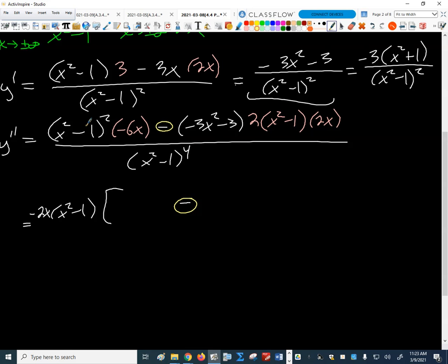What am I left with from the first term? If I take out an x squared minus 1, I've taken one of those away. I've got one left. Factored out a negative 2x, leaving me with a positive 3. So I've got 3 times the quantity x squared minus 1. Everybody good with that from the first term?